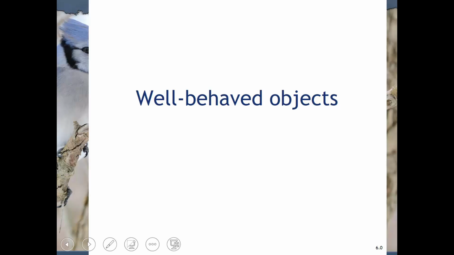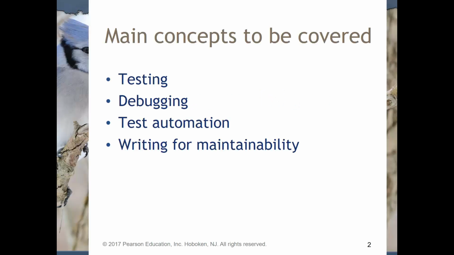This is the first part of the Chapter 9 lecture. This will be broken into 2 pieces, plus additional demos as necessary. Please take the time to go through the demos, as the demos will explore key functionality about JUnit. I'll talk about it as we approach them. The main concepts covered in this chapter are testing, debugging, test automation, and writing for maintainability.